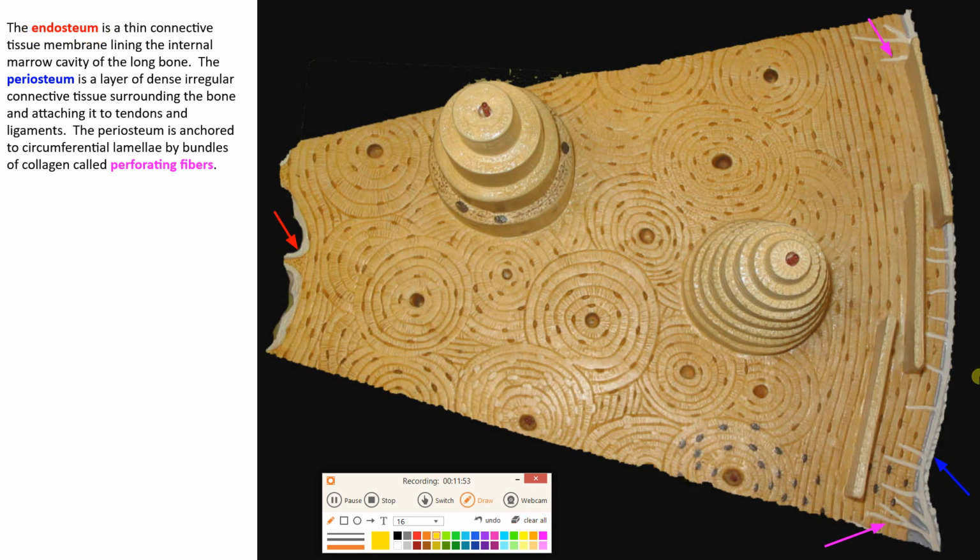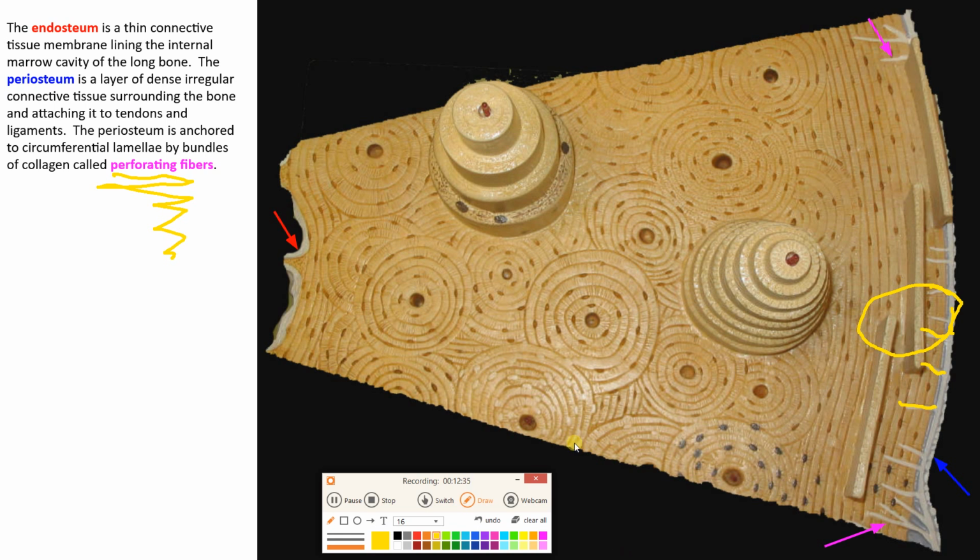Now, the periosteum has to be strong because tendons and ligaments attach to it. And there are actually bundles of collagen. Like this is a collagen bundle right here. Collagen bundle right here. These collagen bundles are going to anchor the periosteum to the neighboring circumferential lamellae. And these bundles of collagen are called perforating fibers. They anchor the periosteum to the circumferential lamellae.